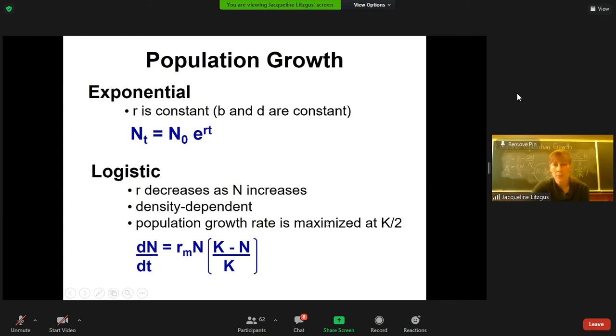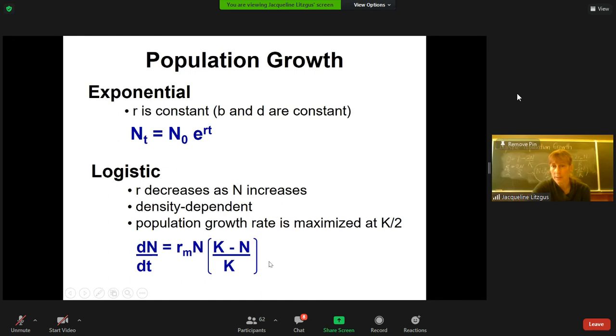So population growth rate, we also derived verbally and using calculus that population growth rate is maximized at half of the carrying capacity, right? So I want you to understand where that comes from. And then here's the equation that represents the logistic growth. So this is the change in the population size with respect to change in time is equal to the maximum per capita growth rate times population size.